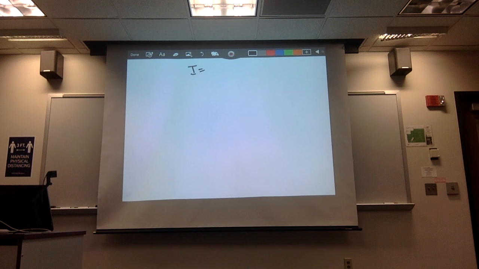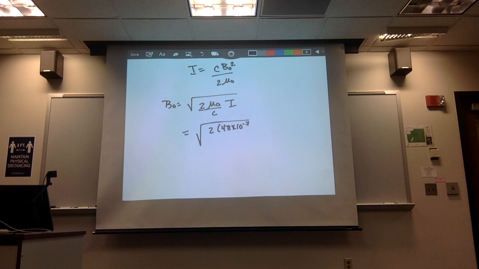So we get that the intensity is equal to C times the amplitude of the magnetic field squared divided by twice mu naught. From here, we can solve for the amplitude of the magnetic field. It is equal to the square root of twice mu naught divided by C times the intensity. So it's the square root of 2 times mu naught, which is 4 times pi times 10 to the minus 7, times the intensity, which is 1,350, divided by the speed of light, which is 3 times 10 to the 8th.